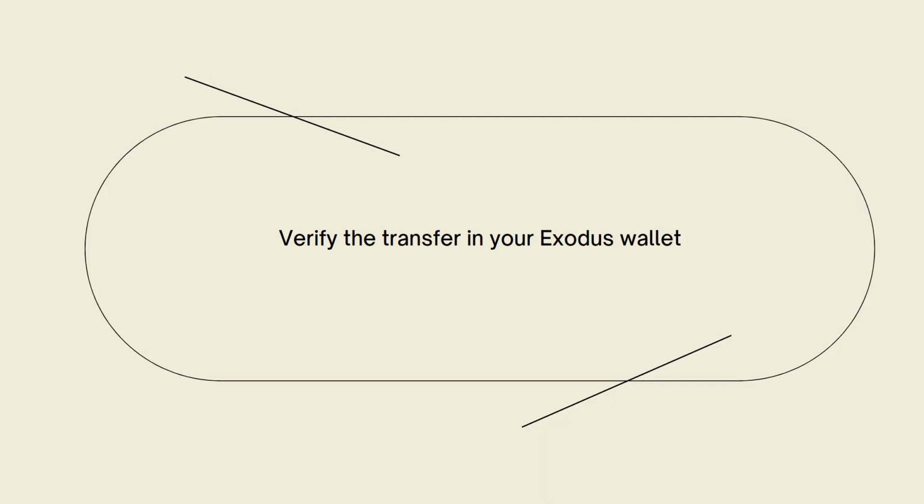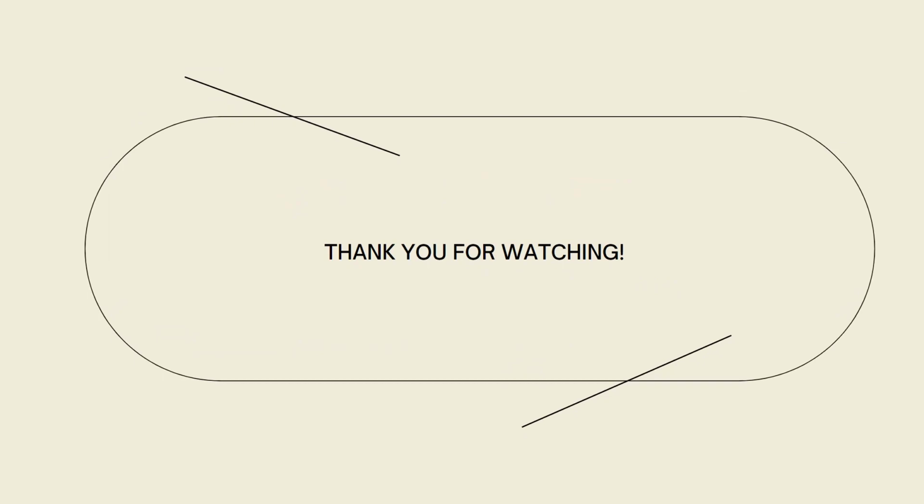Please note that the specific steps may vary slightly depending on the crypto interface and any additional security measures in place. Always double check the recipient wallet address and ensure you are using the correct address to avoid any potential loss of funds. And that is how you transfer cryptocurrency from crypto.com to your Exodus wallet.